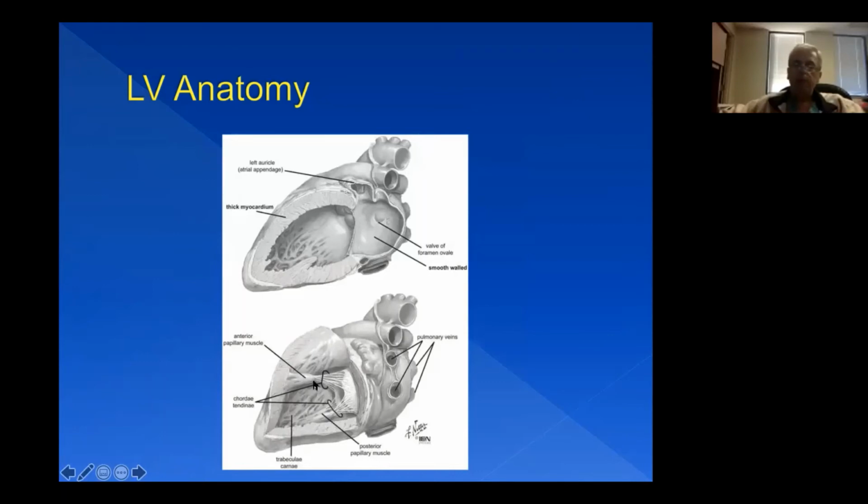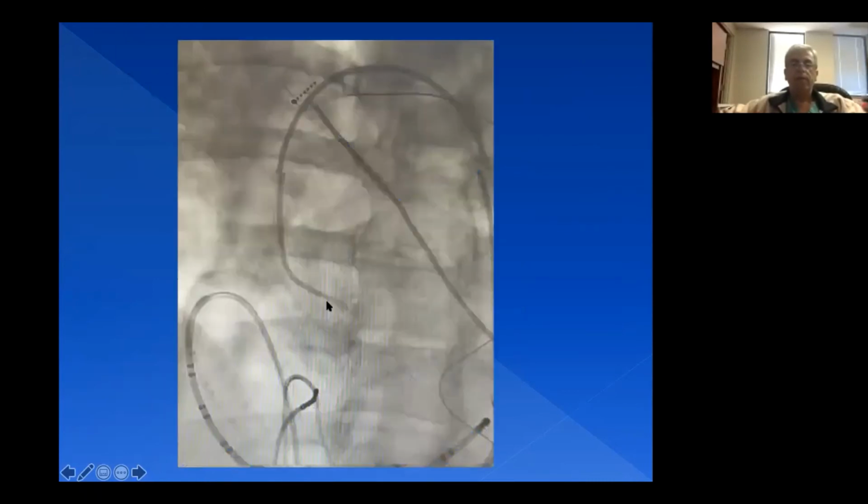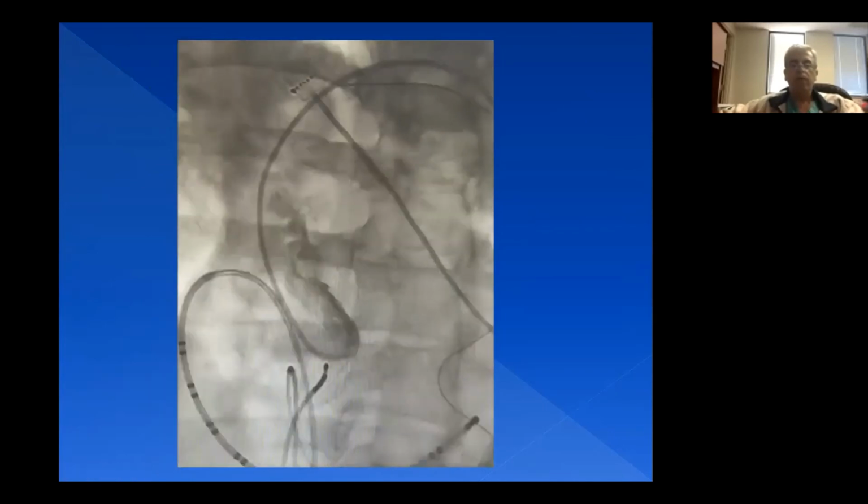Each papillary muscle supports one leaflet of the mitral valve. We have anterior mitral leaflet supported by the anterior papillary muscle, and posterior mitral leaflet supported by the posterior papillary muscle. So I'll start with the aortic valve and highlight some sites that could be the target for ablation.